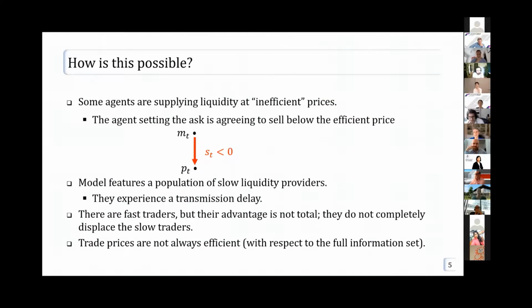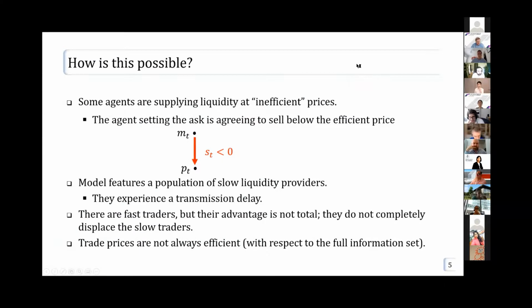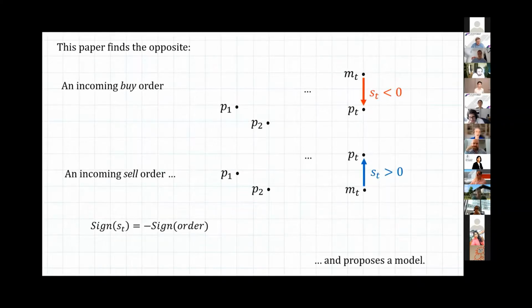Now, for this to happen, in the graph that I just showed you, some of the agents must be supplying liquidity at what, conditional on the full information set, we know to be inefficient prices. So, for example, in this situation, in the top situation with the incoming buy order, the market maker is selling at a price below the implicit efficient price.